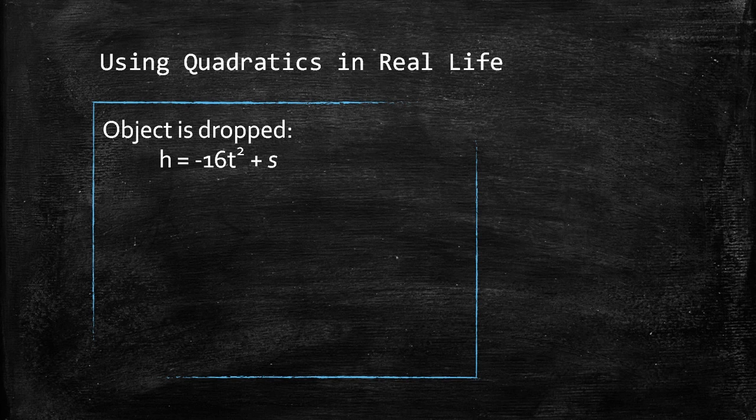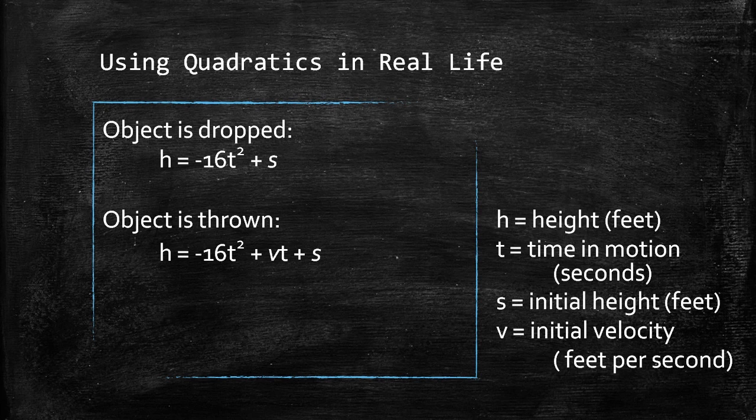When an object is thrown, it does have an initial velocity, and so we would be using the formula h is equal to negative 16t squared plus v times t plus s, where h represents our height in feet, t represents our time in motion in seconds, s represents our initial height in feet, and v represents our initial velocity. An interesting thing to note, this negative 16 by our t squared is 1/2 of the acceleration due to gravity. On the surface of the Earth, this acceleration is approximately 32 feet per second per second.